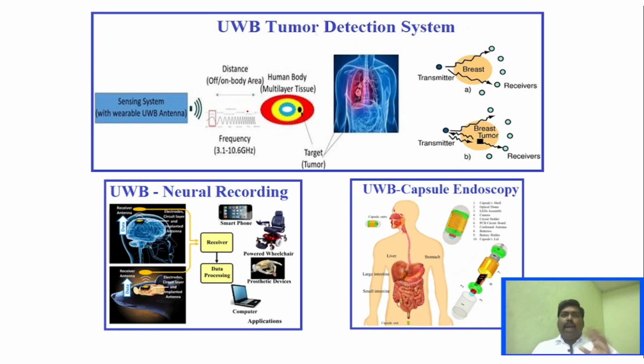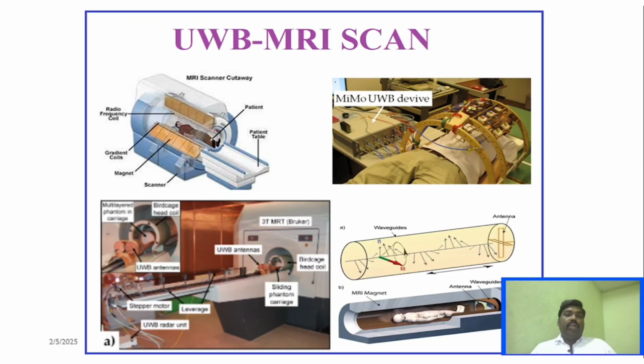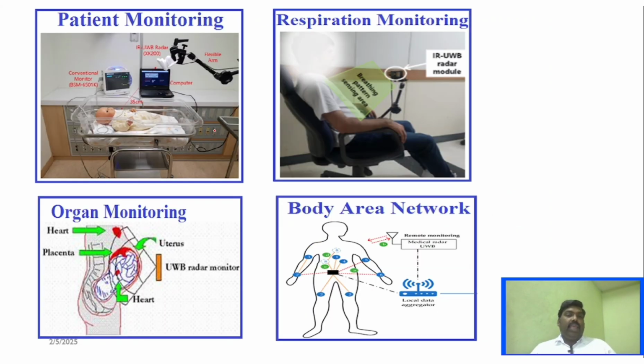And apart from it, in healthcare, right, in the medical field, it plays a very vital role, right from tumor detection till patient monitoring systems. We have UWB. You can see in this particular diagram, UWB tumor detection. I just show glimpses from various papers where you can see a UWB tumor detection system, a UWB neural recording system, and you can see UWB capsule endoscopy is possible, and UWB MRI scan soon. The MRI scans will be replaced by this UWB MRI scan, and in patient monitoring systems we can monitor the patients. Touchless monitoring is possible using UWB.